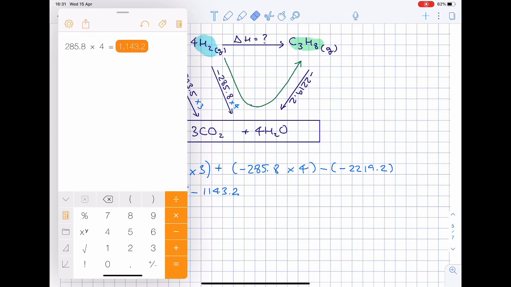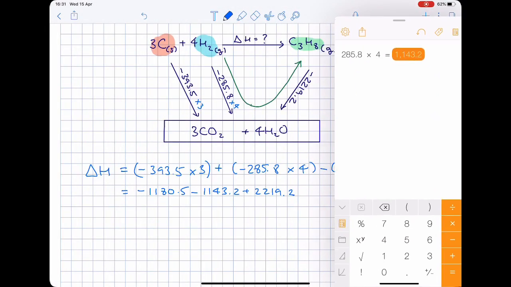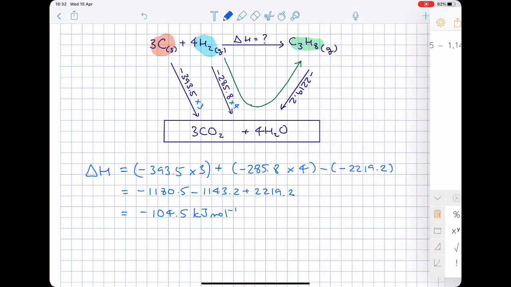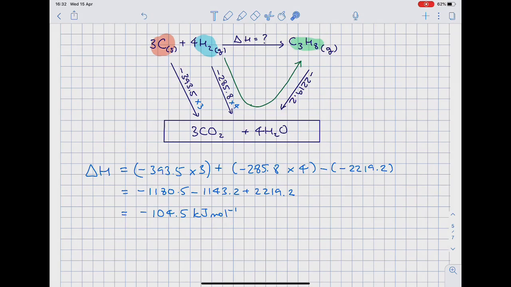So we're going to have plus 2219.2. If we put the numbers into a calculator, minus 1180.5 minus 1143.2 plus 2219.2, our final answer is minus 104.5 kilojoules per mole. So we've worked out the enthalpy of formation of propane as this value.